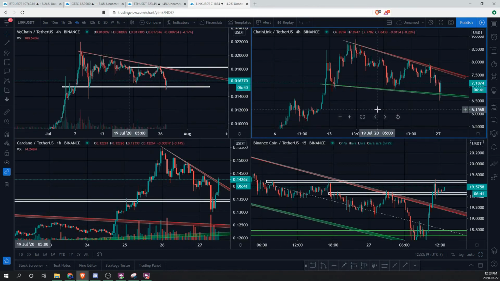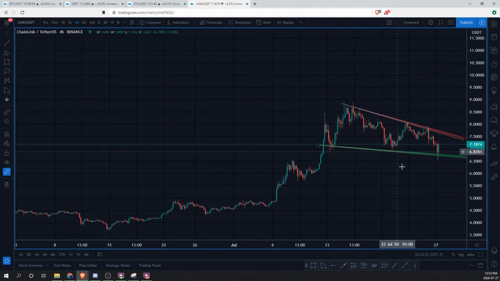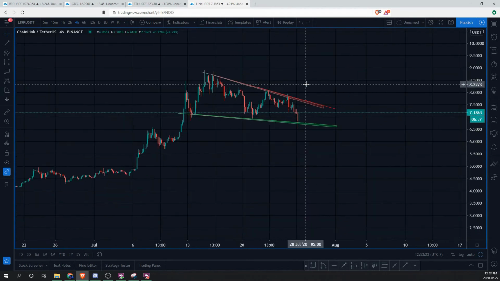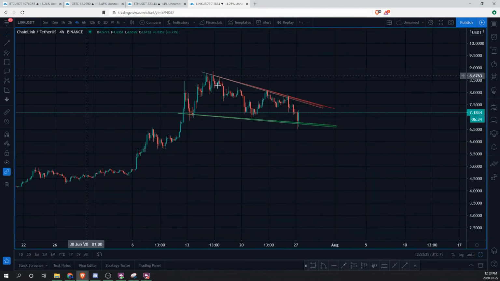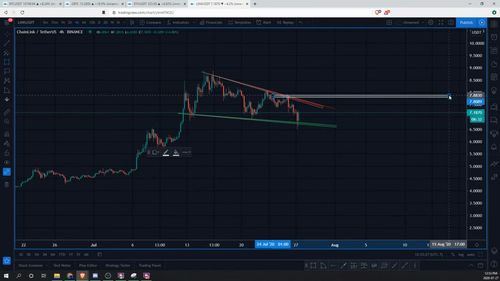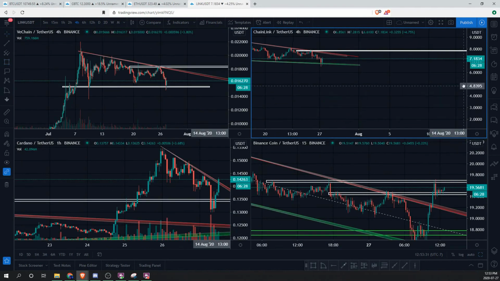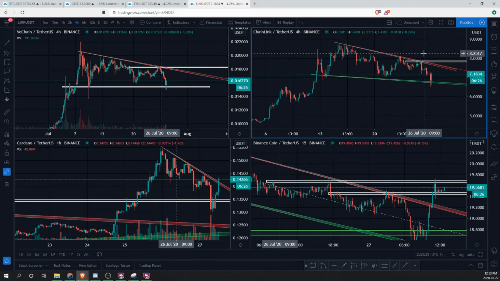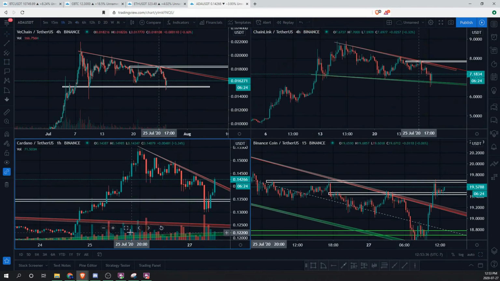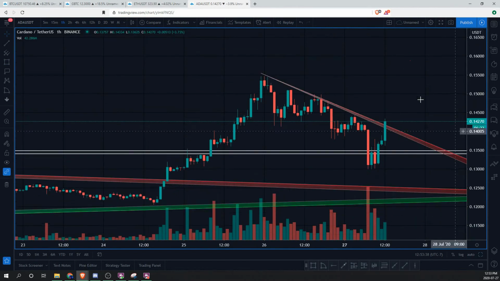And then Link is also looking really great, but we definitely have a little bit more to do in terms of the formation of the structure. And then the high that we want to see break is around right here, 786. So right now, that's Link and VeChain. They're still looking pretty good, but it just definitely still has a decent amount to go. Cardano is finally looking like it's actually going to break out of this zone here.